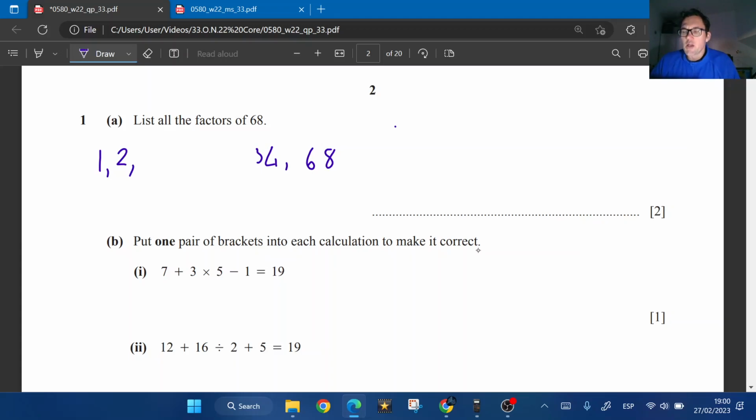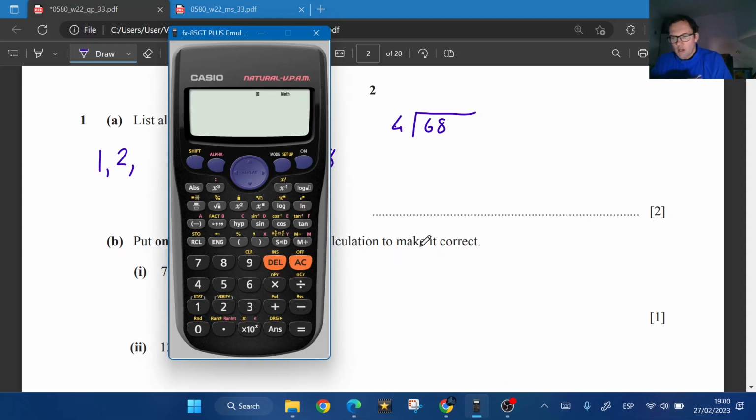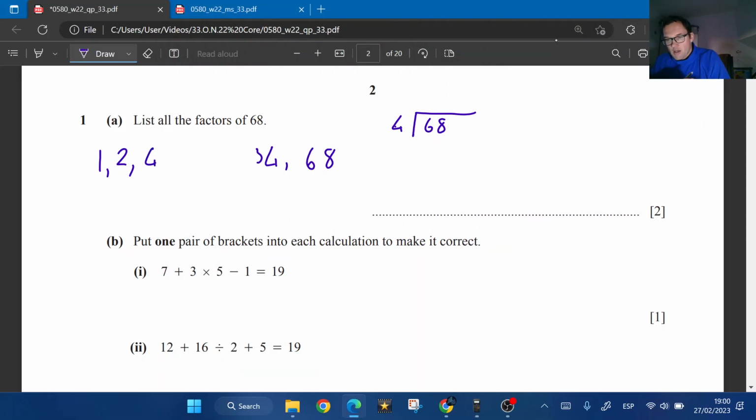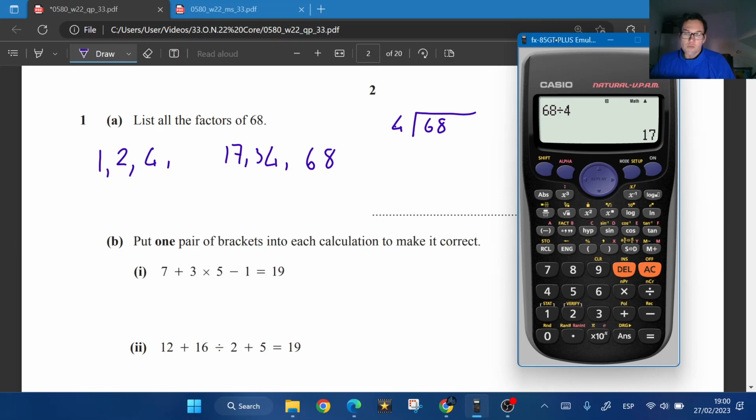Next one, does 3 go into 68? Well, if you add the 6 and the 8 together, you get 14. 3 doesn't go into 14, so it doesn't go into 68. The next one is 4. Can we divide 68 by 4? You know what? I've got a calculator. Let's use it. 68 divided by 4, yep, 17. So 4 and 17. 5, obviously not, because it doesn't end in a 0 or 5.